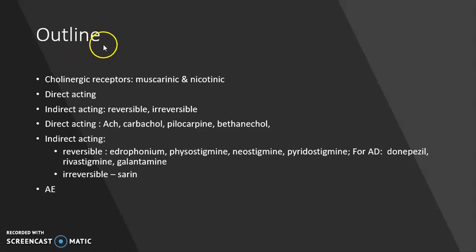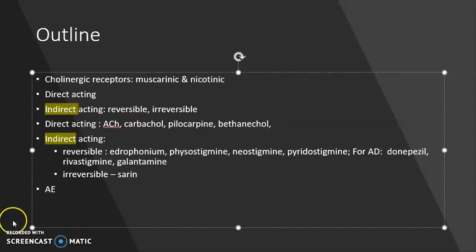So our outline for today is, we'll talk about the cholinergic receptors, muscarinic and nicotinic, shortly, in a brief manner. And then we have the direct acting cholinergic agonists, and then we have the indirect acting, the reversible and the irreversible ones. The direct acting are acetylcholine, carbachol, pilocarpine, bethanechol.